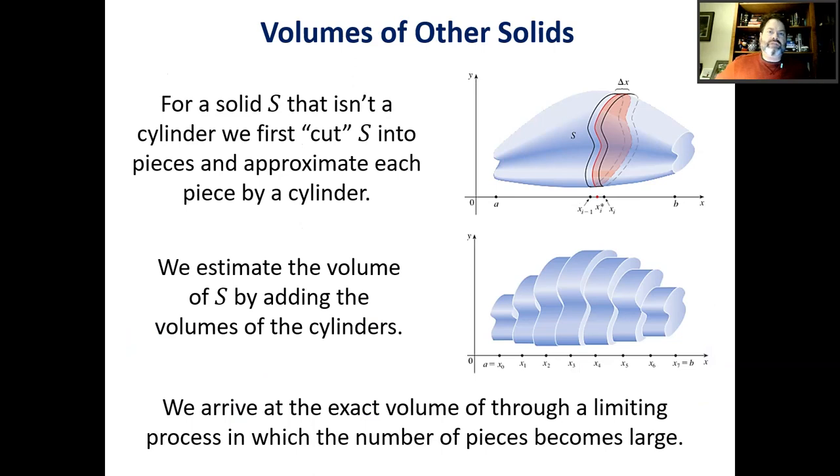So now we're going to look at volumes of other kinds of solids. And the way we do this is we take these strange shapes, whatever they happen to be, and we cut them up like we're cutting up a loaf of bread. So if we're trying to estimate the volume of this, the idea is that we can cut it into a bunch of little pieces, compute the volume of each piece, and then sum the volumes. That's what we're trying to do.